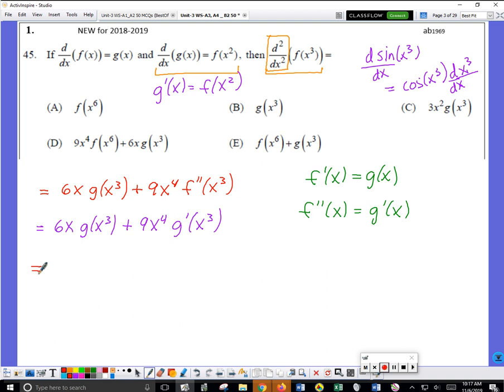There we go. So 6x, g of x to the third, plus 9x to the fourth, this one here, right? F, thank you. F of x cubed being squared. This is why I've been telling you, whenever you take away an x, make sure you put a set of parentheses in place of the x. It prevents errors. Question?